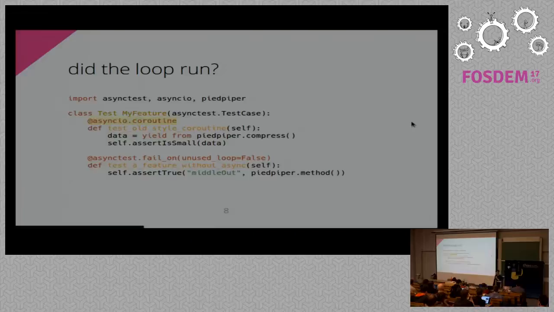So what I did in that case is that I added a default check that if the loop did not run during the test, it will fail, so you will know that you made a mistake. If in some case you actually don't want to use a coroutine and don't want to check that the loop did run, I've got this decorator called fail_on, which has a few parameters that allows you to enable some of the checks and disable some others. We will see some of them later.